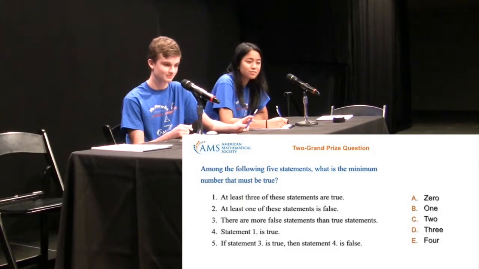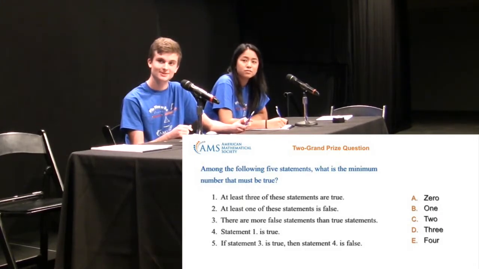So you chose E4, so you've already won $1,000, Joseph. Do you want to know the answer, or do you want to just walk away with $1,000? I'd like to know the answer. Okay, all right. So does Joseph get $3,000? He chose E? Yes, he does!